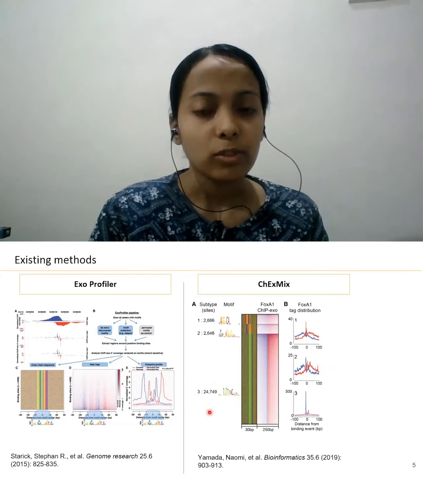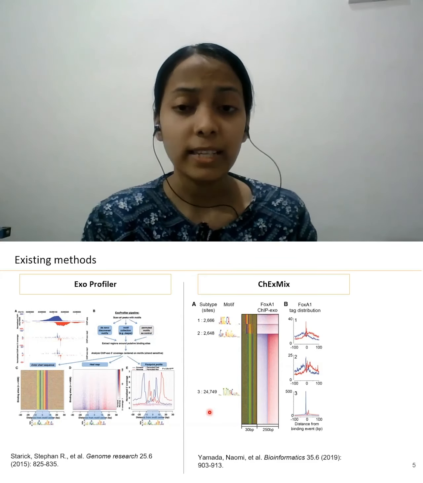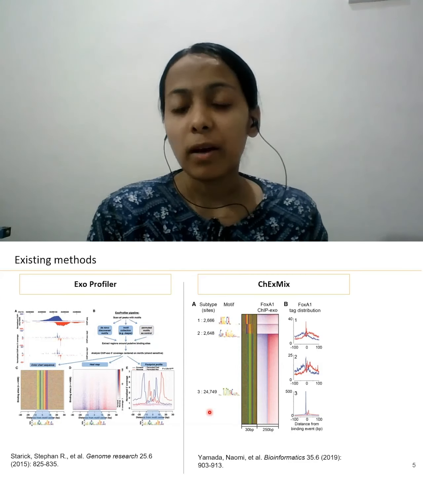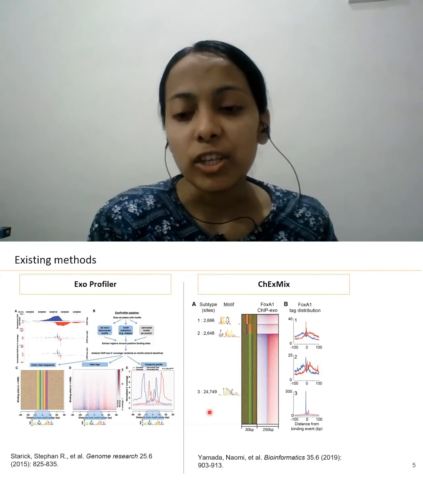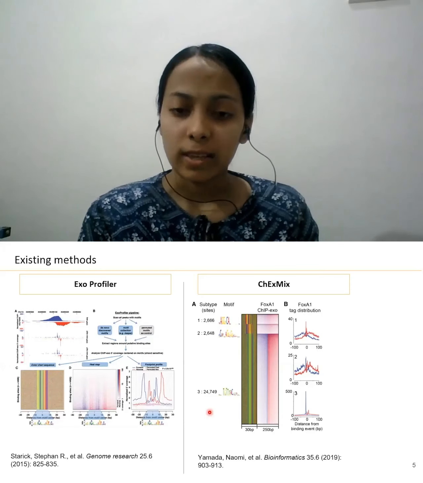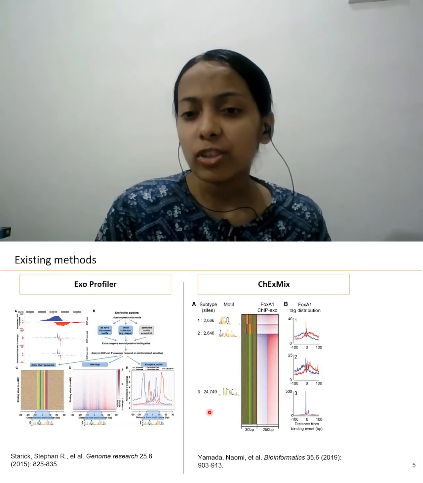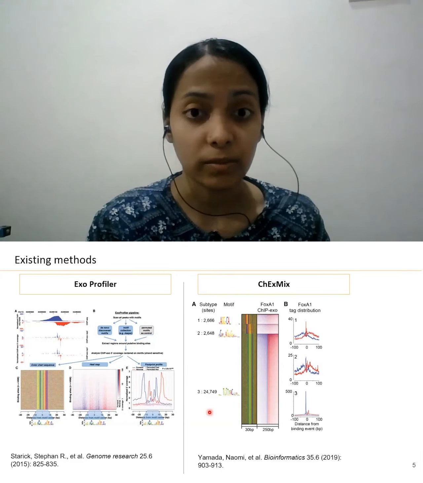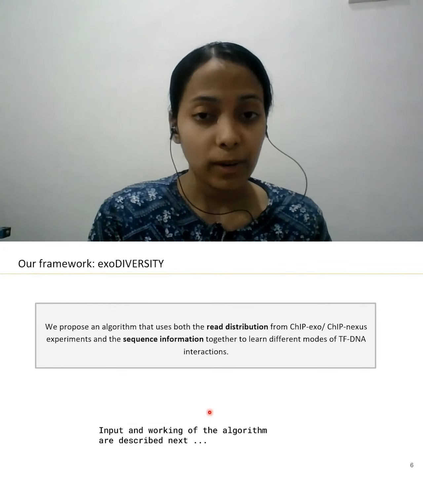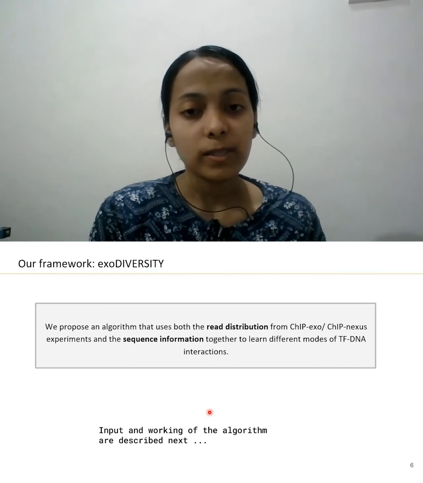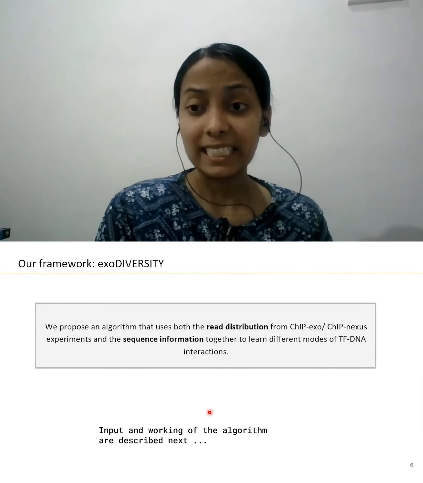A more advanced algorithm, ChExMix, uses EM, and it divides the dataset into different binding subtypes. This is done on the basis of both the read distribution and the motif information. But the initialization is key here. That's because it is done either by using the read distribution or by using the motif information, which can introduce a bias in the subtype estimation. So we present our framework, ExoDiversity, which is a probabilistic framework on both the read distribution and the sequence information, and it uses both of these together to learn the different modes of protein binding in the dataset.